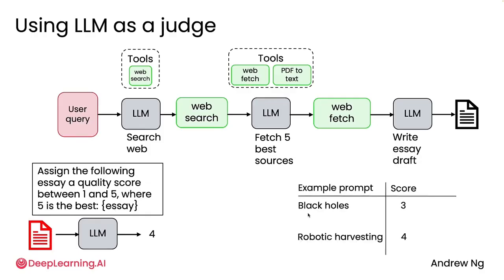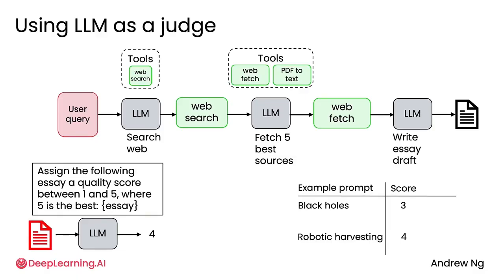Then I ask the research agent to write a number of different research reports, for example, on recent developments in black hole science or using robots to harvest fruit. And then in this example, maybe the judge LLM assigns the essay on black holes a score of 3, the essay on robot harvesting a score of 4, and as you work on improving your research agent, hopefully you see these scores go up over time. It turns out, by the way, that LLMs are actually not that good at these 1 to 5 scale ratings. You can give it a shot, but I personally tend not to use this technique that much myself.